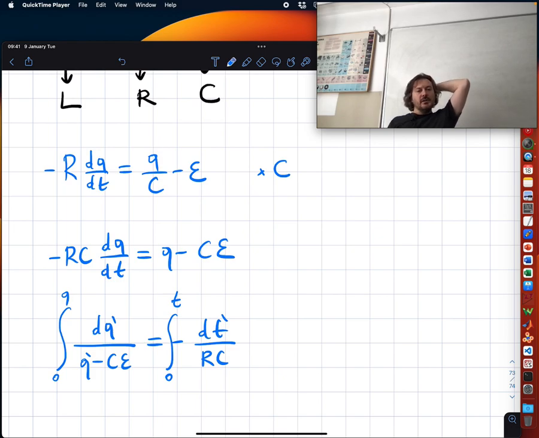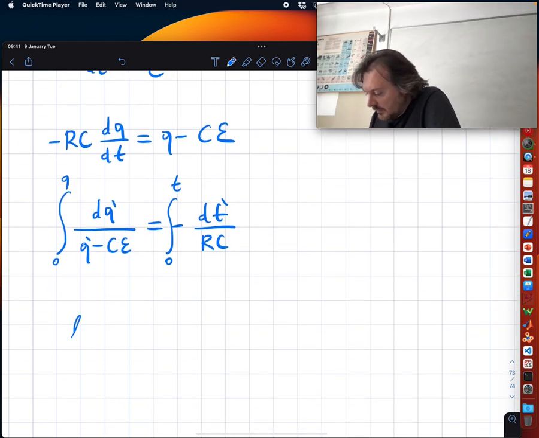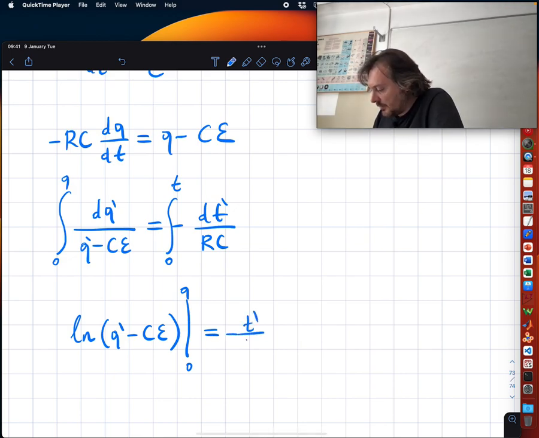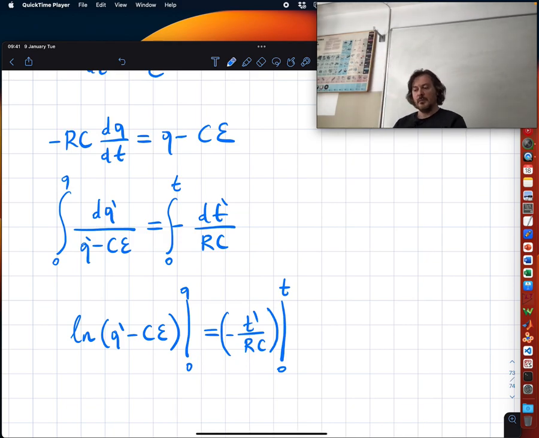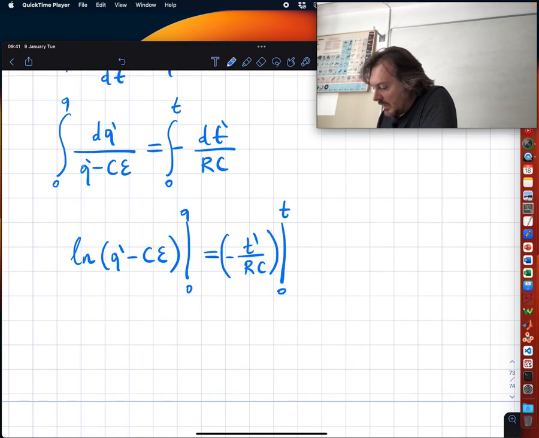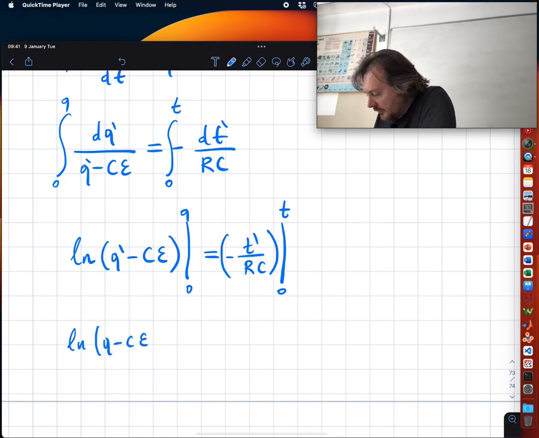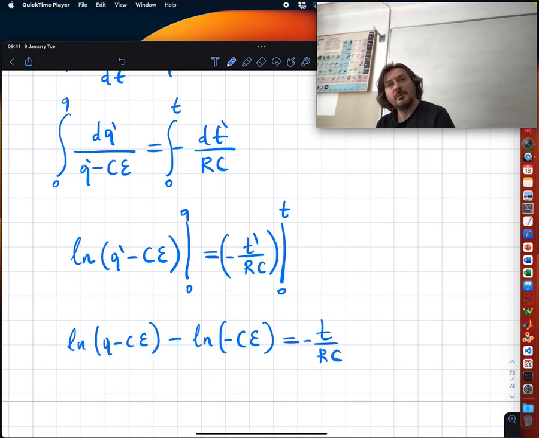So what is the left side integration? ln of Q prime minus CE from 0 to Q. Everybody agrees with this? ln of Q prime minus CE to be evaluated at Q and 0. And the right hand side is minus t prime over RC, to be evaluated at 0 and t. Did you follow this part? So I have ln of Q minus CE minus ln of minus CE equals minus t over RC. Are you happy with this?